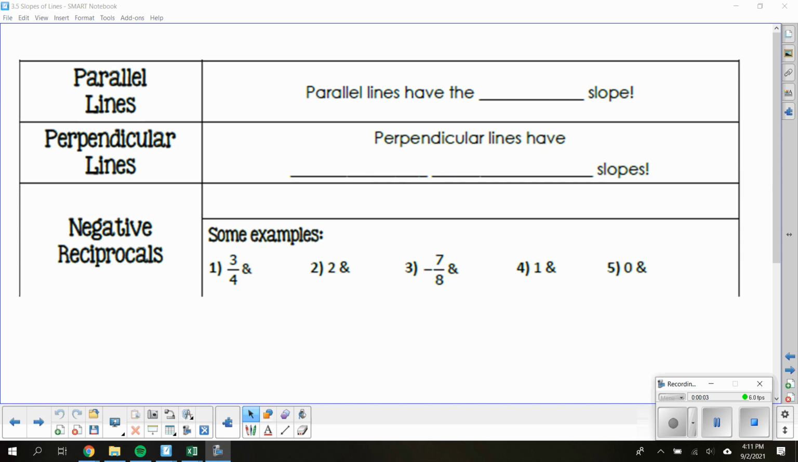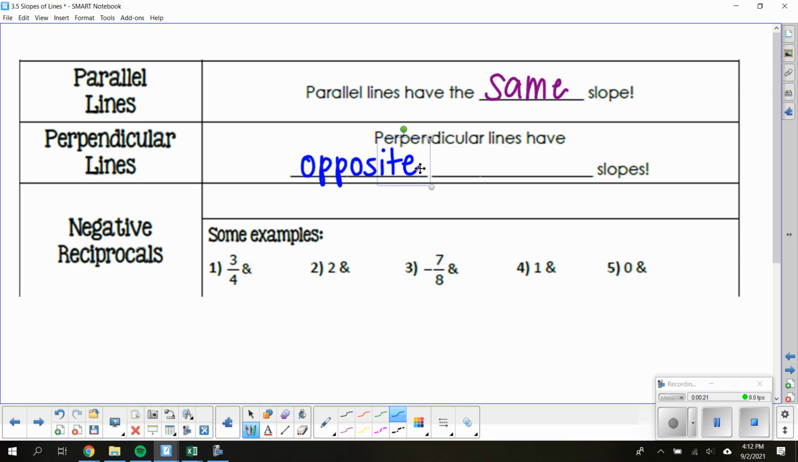Today's lesson is going to be on parallel and perpendicular lines and their slope relationships. So parallel lines have the same slope. They are equal when you do them. Perpendicular lines have opposite reciprocal slopes.